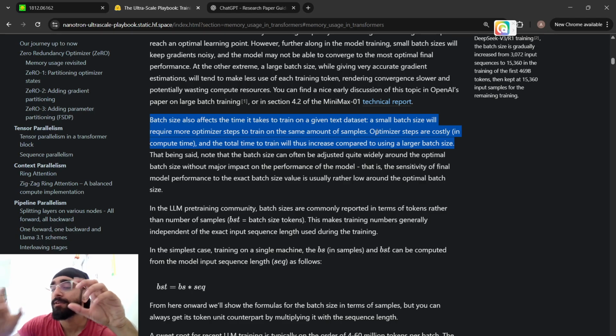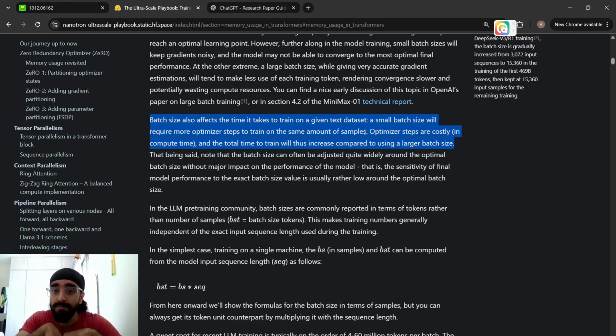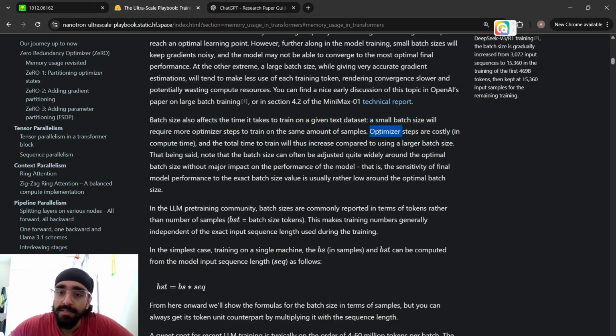I was assuming their definition of optimizer step to be only the step where, after the forward pass and backward pass, once we have all the gradients, we update the weights using the gradients. So in my head, that was the optimizer step, but it seems like they call the whole training step, one iteration of forward, backward, and weight update for one batch, one optimizer step. And they say it is costly in compute time. Perfect.